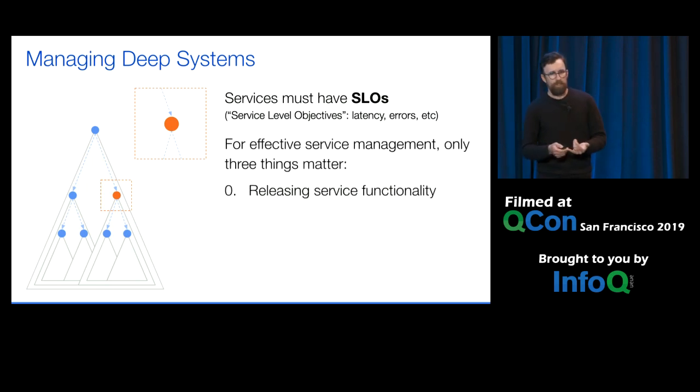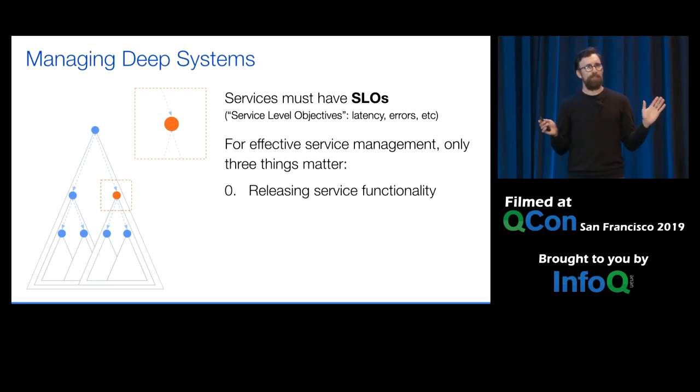The first one is obvious. It's releasing new service functionality. So we're all, hopefully, as developers, at some level responsible for pushing new functionality. If it wasn't for that, the easiest way to maintain your SLOs would be just to walk away from the keyboard and never push another change, right?